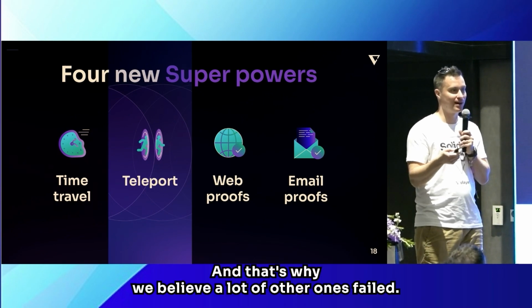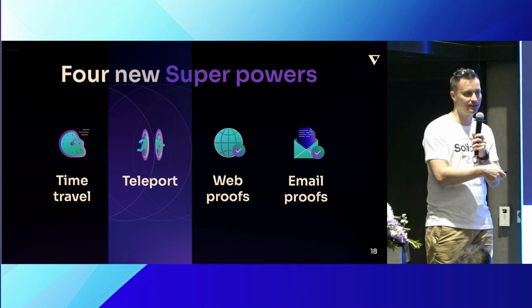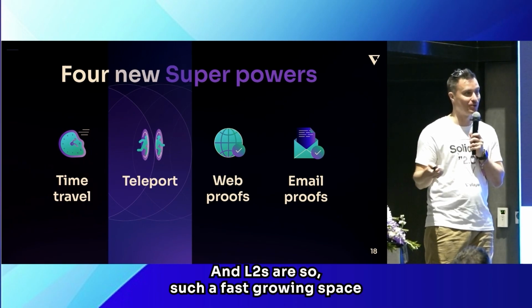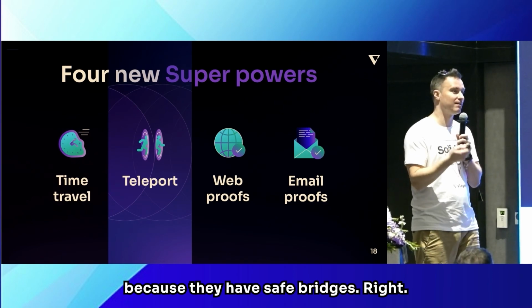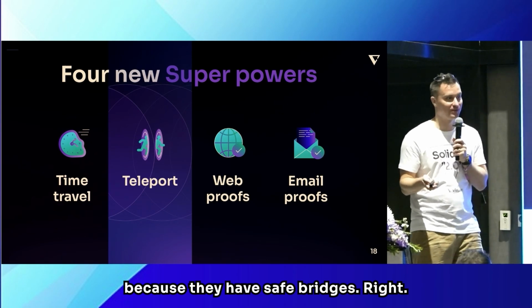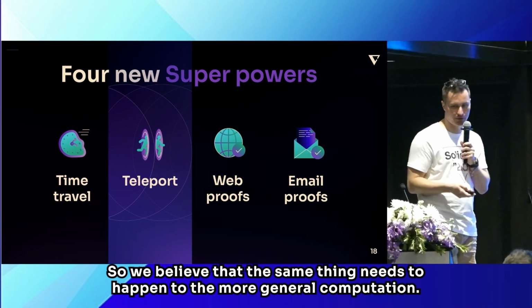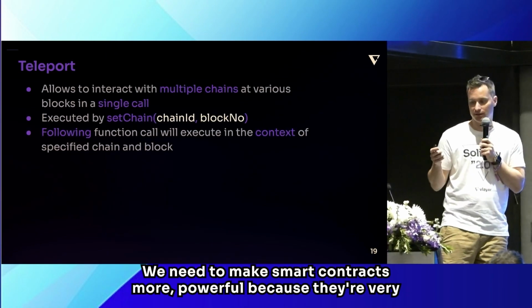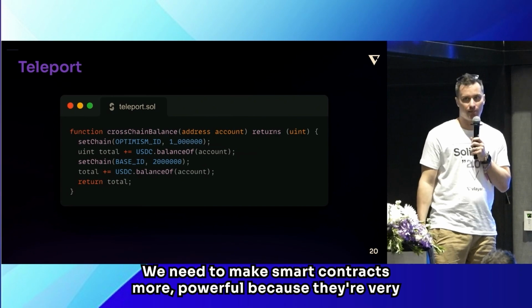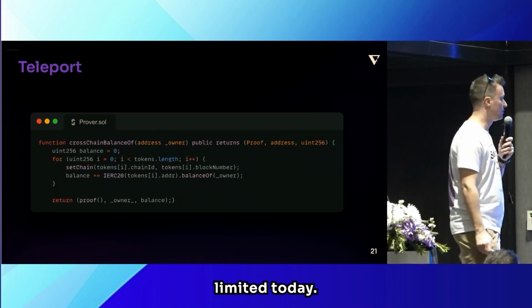And that's why we believe a lot of L1s failed, and L2s are such a fast-growing space, because they have safe bridges, right? So we believe that the same thing needs to happen to the more general computation. We need to make smart contracts more powerful because they're very limited today.